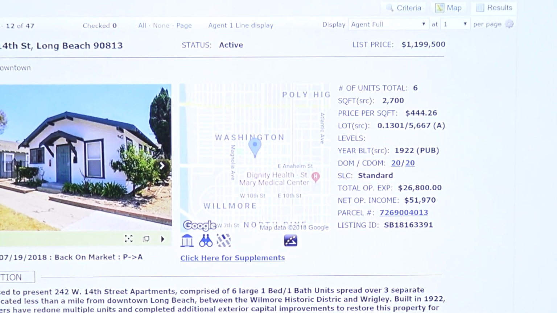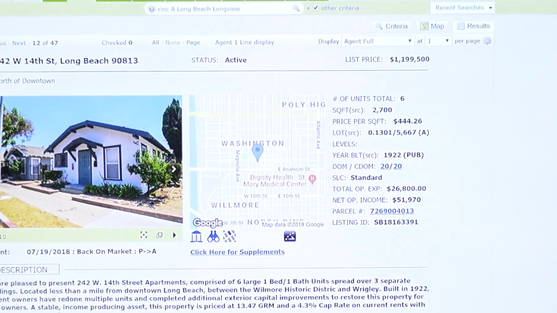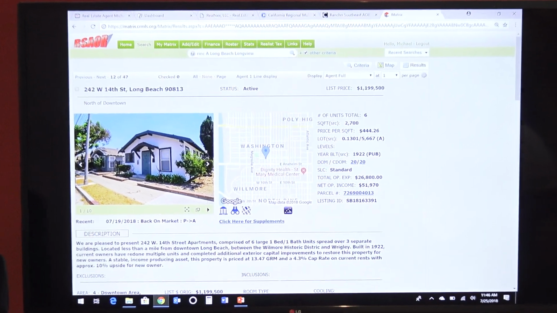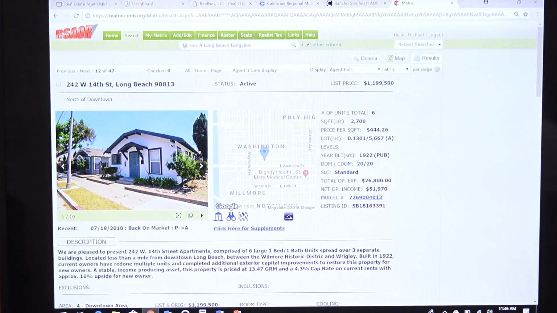That's too much. What did we come up with? Six units. Yeah, that's true. What's the other way? There's the other one. So it's 52 divided by 1 million, dividing the 52 into the price.